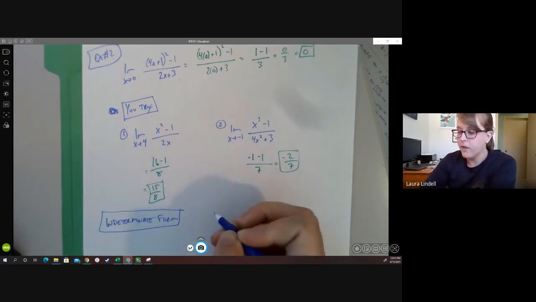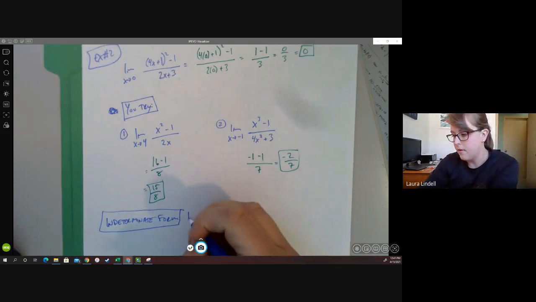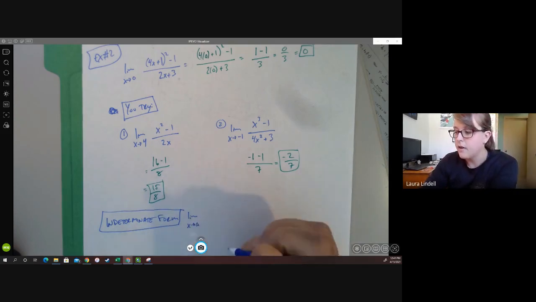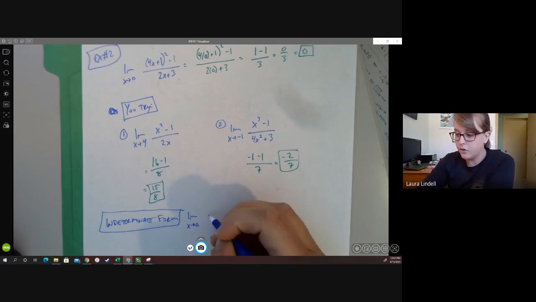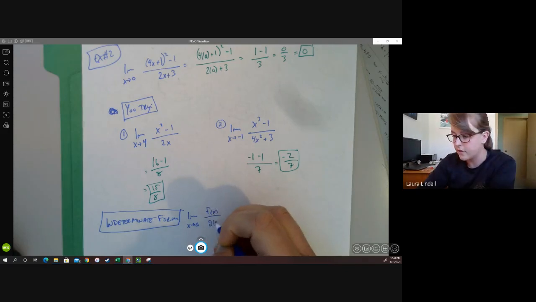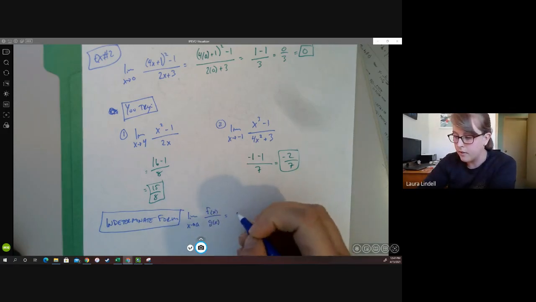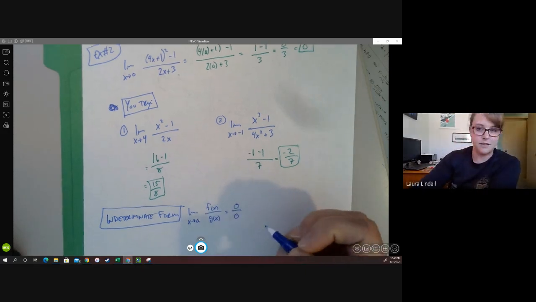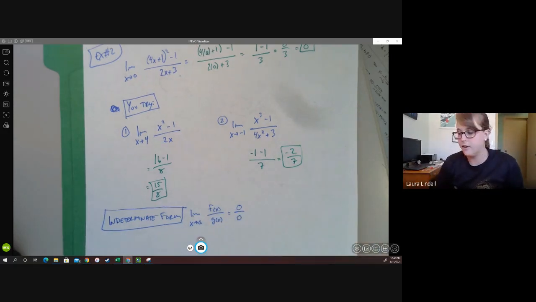So indeterminate form is when you take the limit as x goes to some value of a function, and usually it's written in the format of a function over another function, like f of x over g of x. And then you end up with 0 over 0. 0 over 0 is considered indeterminate because you can't divide by 0, but also having that 0 on the top, technically, 0 divided by anything is 0, but you can't divide by 0. So we end up with this indeterminate form here.